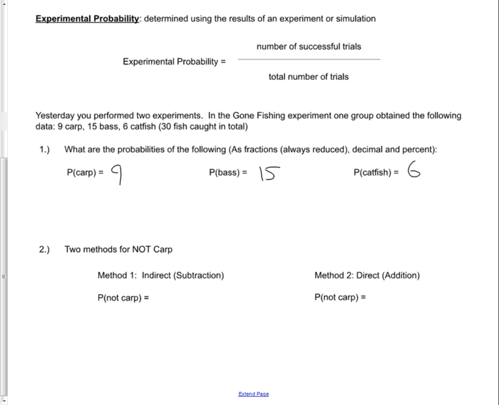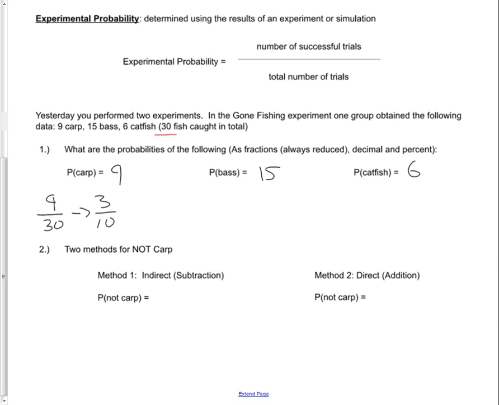Okay, so we know that if you catch 9 carp, there's a total of 30 fish that are caught in total. So that means there's 30 trials. Okay, so we know that 9 out of 30 trials result in getting a carp. That's not in lowest terms yet, so we need to convert this. Both 9 and 30 are equally divisible by 3, so I can divide both the top number and the bottom number by 3. So that's going to give me 3 over 10, okay, or 30%.